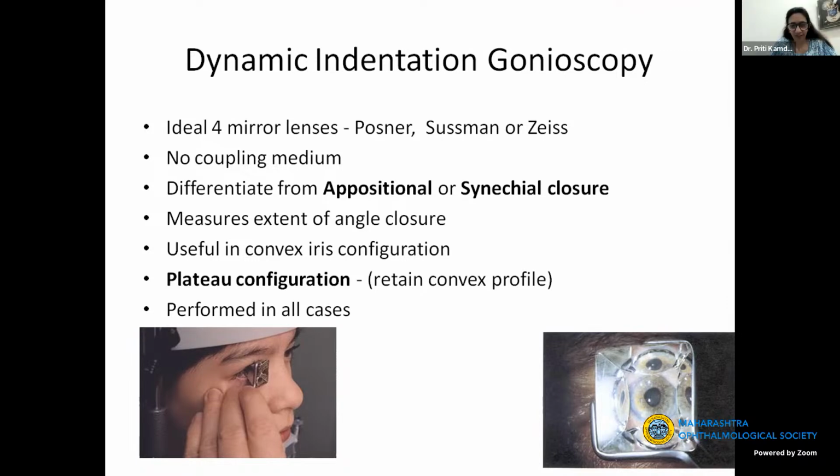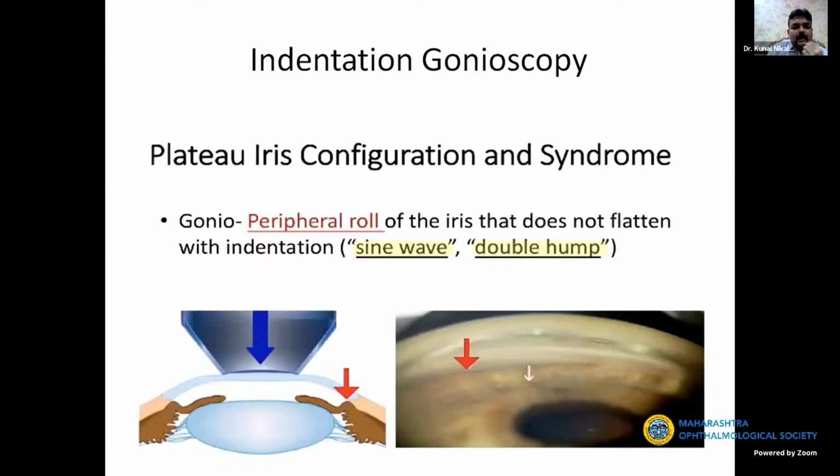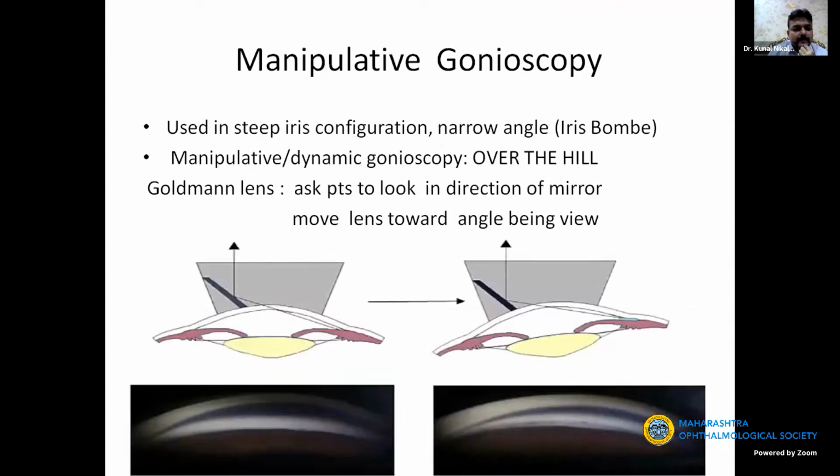Yeah. Sure. The dynamic indentation gonioscopy is possible with 4 mirror lens. It can differentiate between appositional closure and synechial closure. With indentation of the central part of the cornea, the aqueous spreads to the posterior part and opens the appositional angles, whereas the synechial angle closure doesn't open up. Indentation gonioscopy is also helpful in plateau iris configuration. On indentation, the peripheral roll of iris does not flatten in case of plateau iris, and we get a sine wave or double hump pattern.